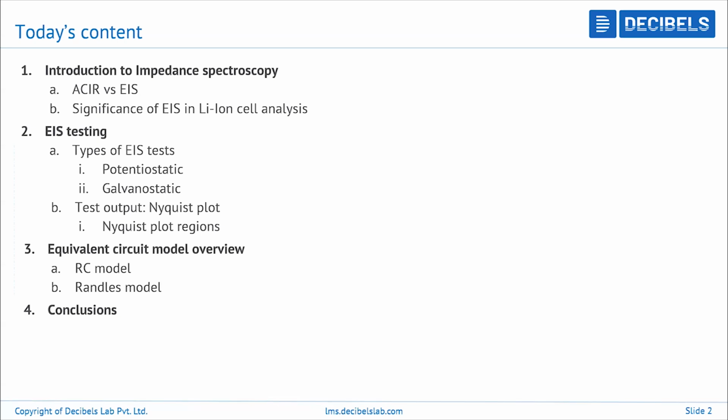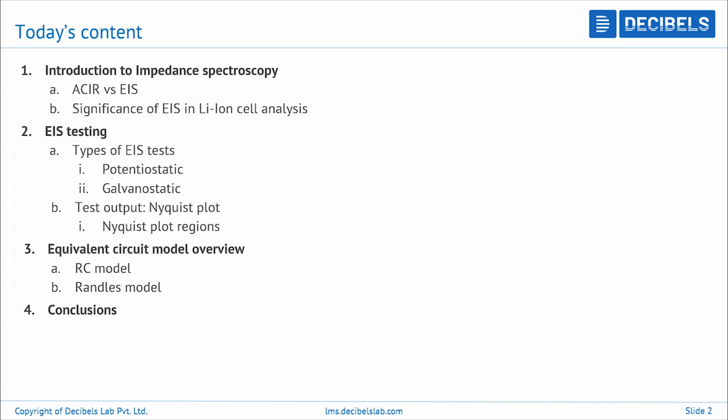Then, what is the significance of using EIS, or basically just impedance spectroscopy, in lithium ion cell analysis? So why do we use EIS? Then we come to EIS testing. There are two types of tests, or two approaches, to conduct an EIS test. It depends on the control mode: either voltage control or current control, and accordingly we classify them as potentiostatic or galvanostatic.